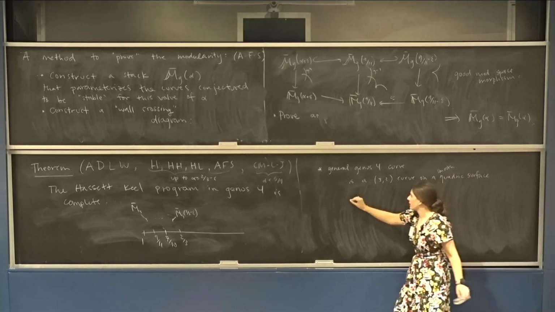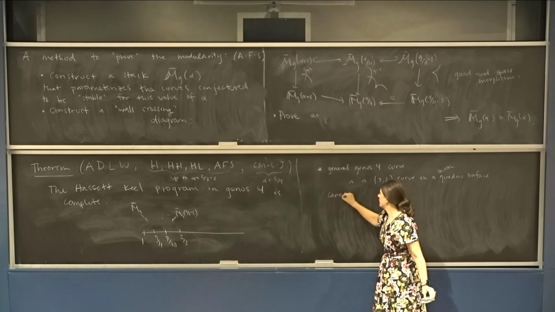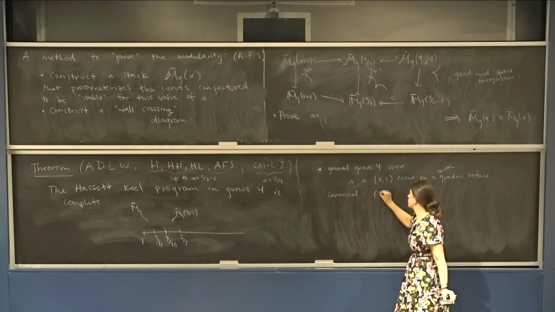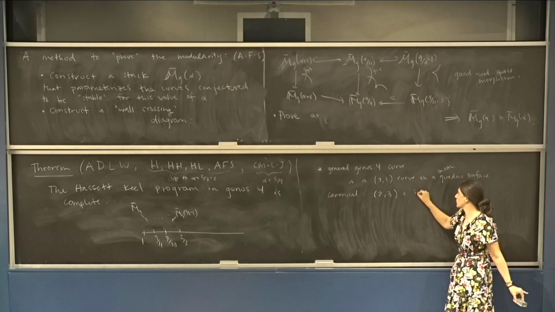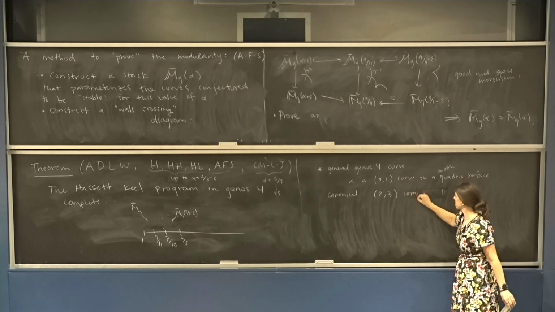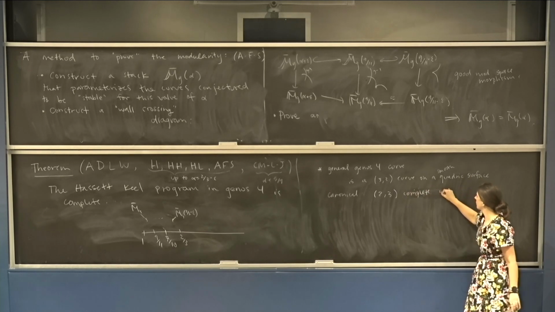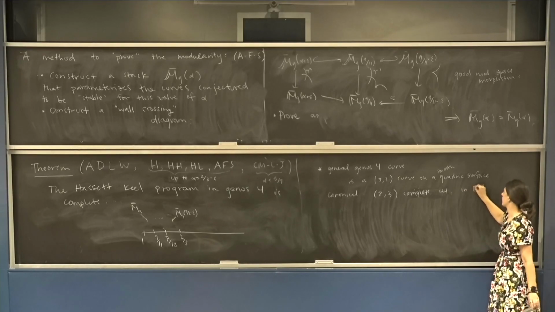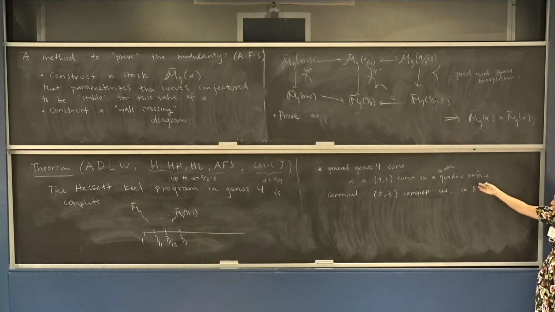And then canonical is a 2-3 complete intersection. I guess I can write this out. Complete intersection in P3. So the quadric doesn't have to be smooth, right?